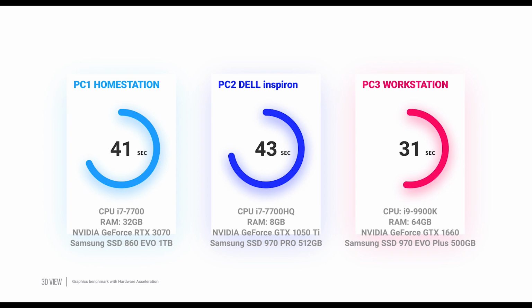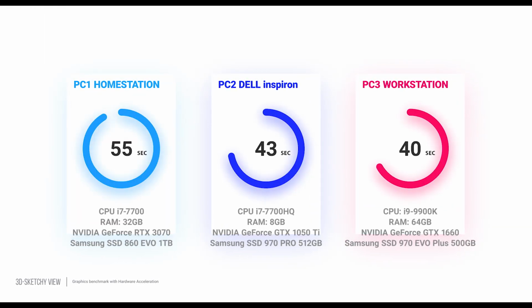Let's see the other test where we're also comparing GPU graphics, but now with a different type of sketchy mode, and you will see a bit different result. If my laptop showed the worst result on the previous test, here you can see the laptop showing a result pretty much the same as the workstation, and my home station showing a really worse result. So the RTX 3070 showing really bad results.